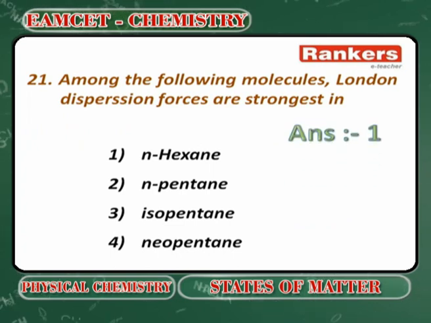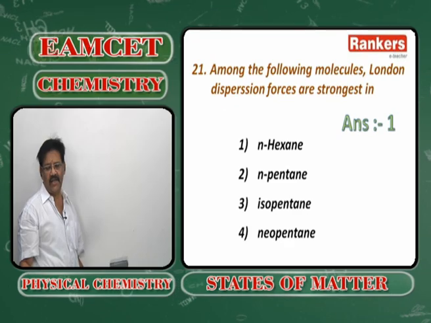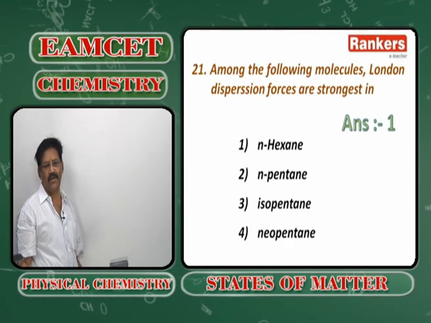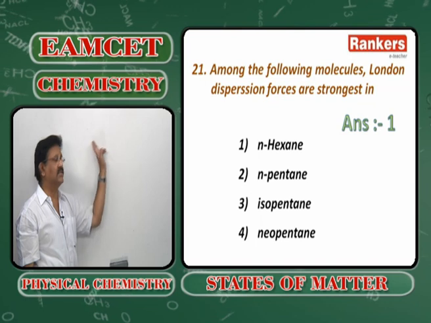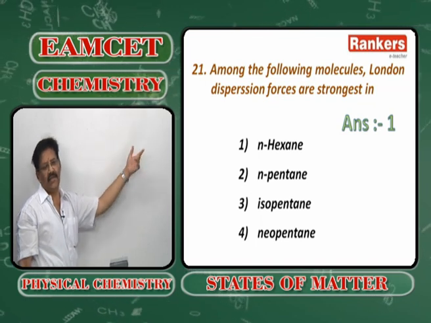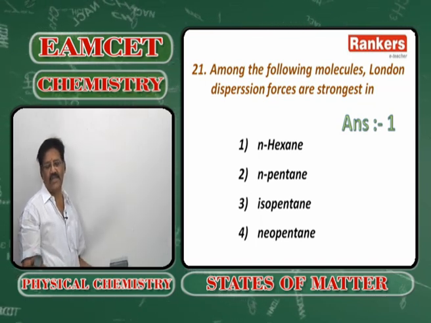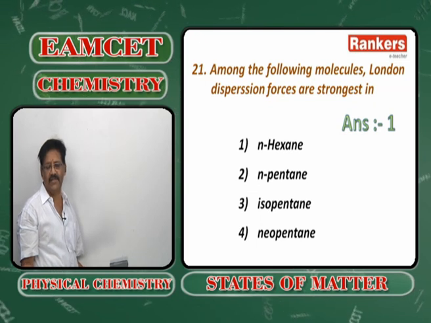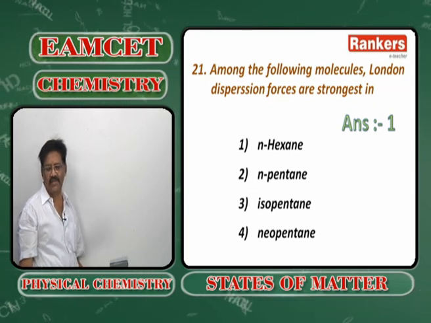Here the London dispersion forces of attraction will increase with increase in size, the length of the chain. Among the given compounds, n-hexane, n-pentane, isopentane and neopentane, which has the larger chain length? n-hexane. And which has the highest molecular weight? n-hexane. So option 1 is the answer.